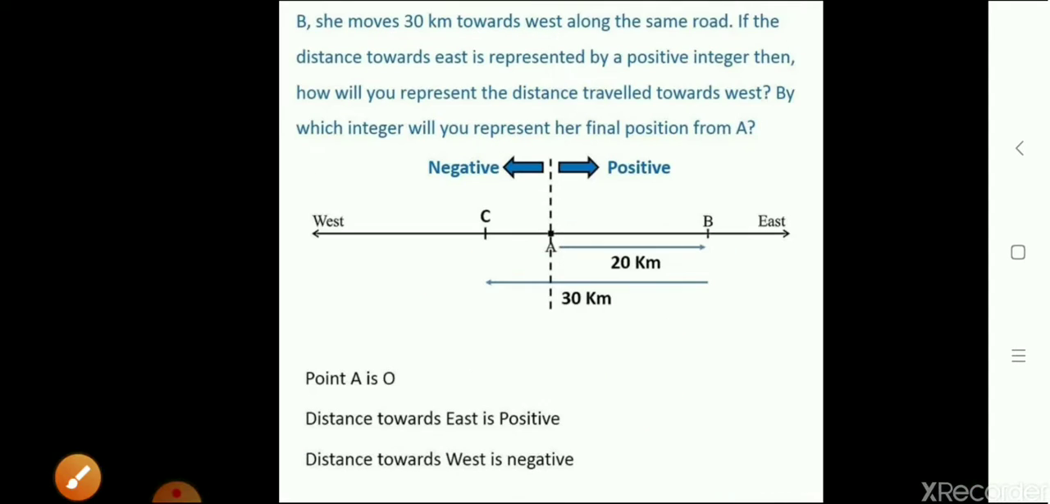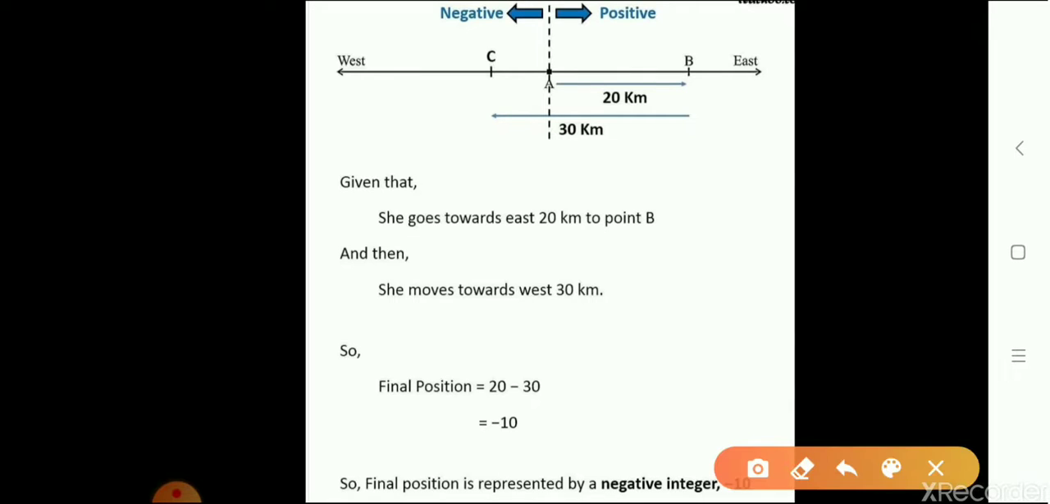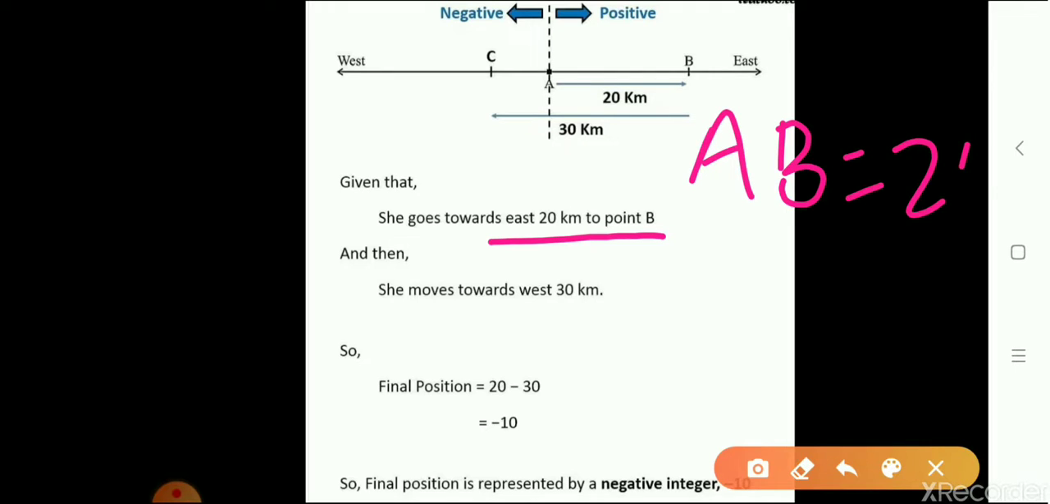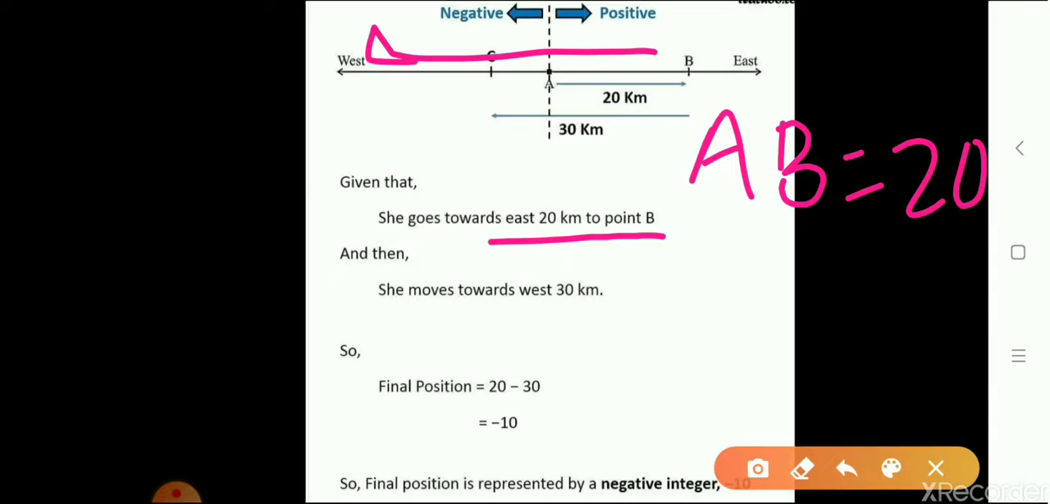Now it is given that she goes 20 kilometers towards east to point B. So her distance AB will be represented with a positive integer. Now from B she is moving towards the west direction up to 30 kilometers, so her distance BC will be represented with minus 30 kilometers.